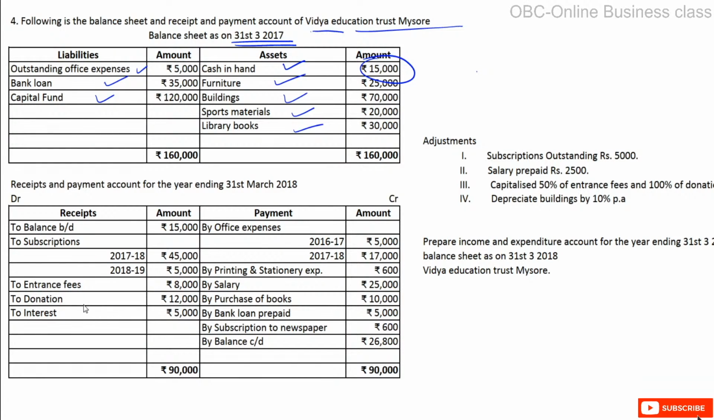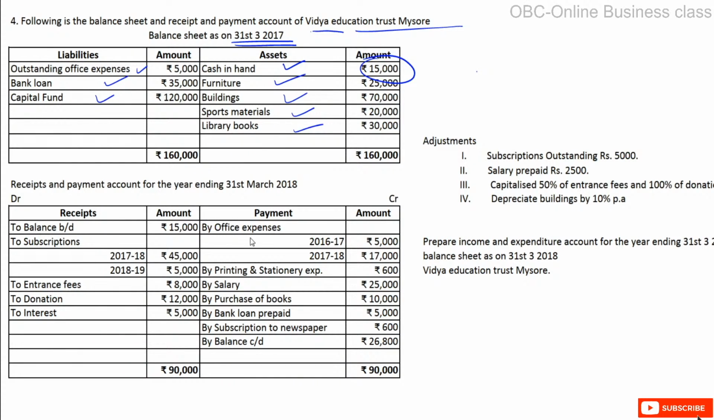Okay, next donation, 12,000 rupees donation. If there is any adjustment, we'll go through that. In adjustment, 12,000 has been received from the donation. Next is interest. From interest they're getting 5,000 rupees. Okay, now we have finished all the receipts. We're moving on to the payment side.